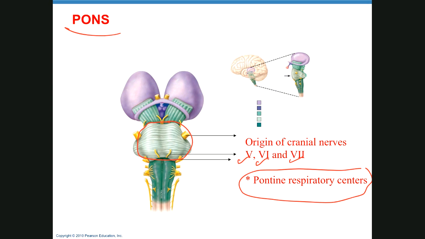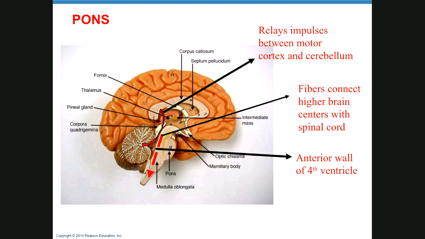The pons is also a relay center between the cerebellum and the rest of the brain. So this is the pons right here. It is located right in front of the cerebellum. So any information that needs to go into the cerebellum will go to the pons first. Any information that needs to get out of the cerebellum will go through the pons first. So it is kind of like the gatekeeper for the cerebellum.